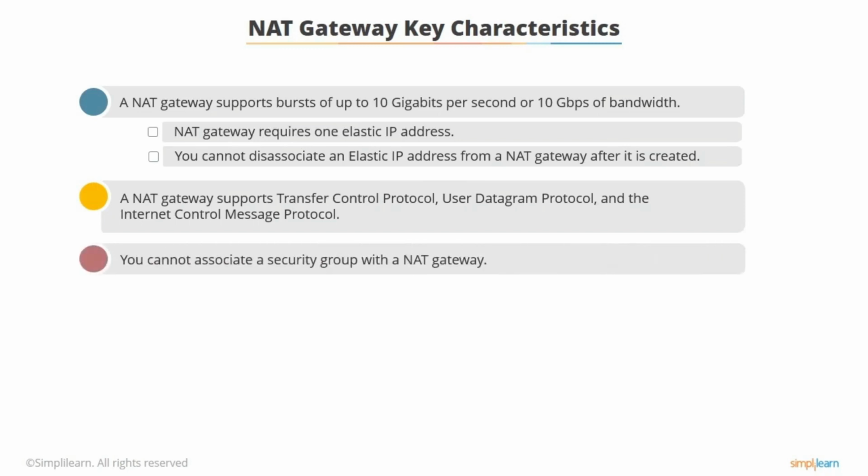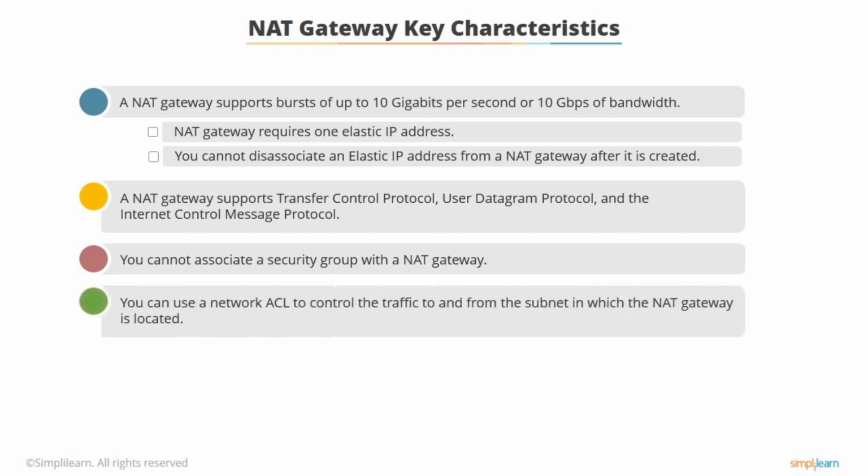You cannot associate a security group with a NAT gateway. You can only use the security groups for your instances in the private subnets to control the traffic to and from those instances. You can use a network ACL to control the traffic to and from the subnet in which the NAT gateway is located. The network ACL applies to the NAT gateway's traffic.